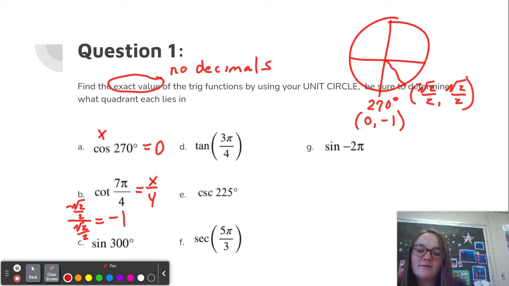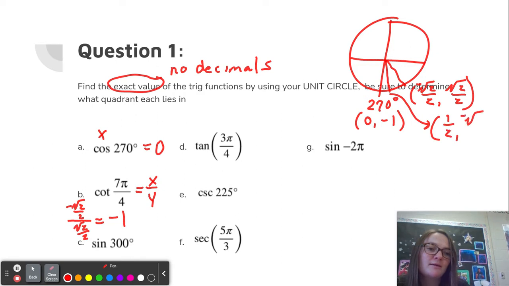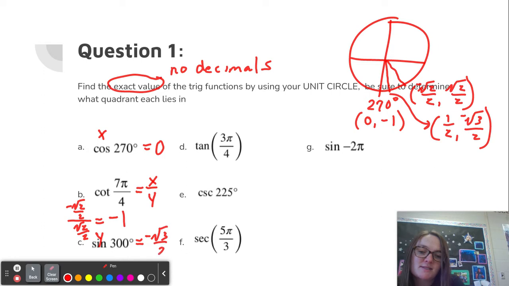Next one, sine of 300 degrees. So 300 degrees is actually located right here, and its ordered pair is 1/2, comma, negative radical 3 over 2. To find the sine, I'm just looking for the y value. So remember sine, that's something you have to memorize. Sine represents y value. So the y value at 300 degrees is going to be negative radical 3 over 2, and that's the answer.